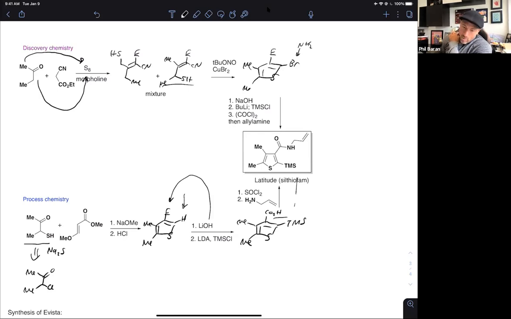So the first one was Gewald, stymied by the fact that Gewald had no selectivity with regards to the regio control. And then in order to control things properly, the process chemists pivoted to a Feiselman.